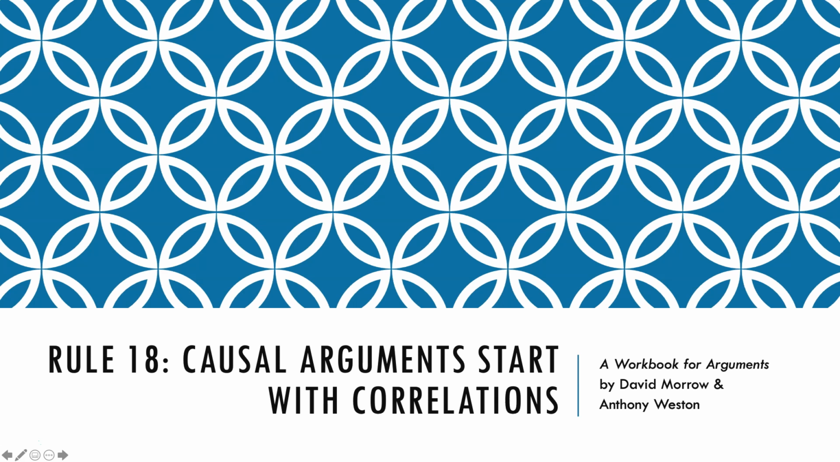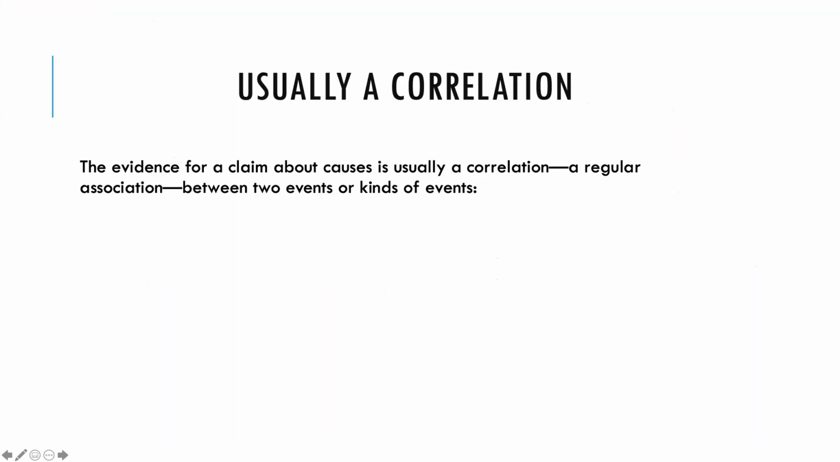So now we'll move on to Rule 18. Causal arguments start with correlations. The evidence for a claim about a cause is usually a correlation, a regular association between two events or kinds of events. So a correlation is a regular association between two events or kinds of events.